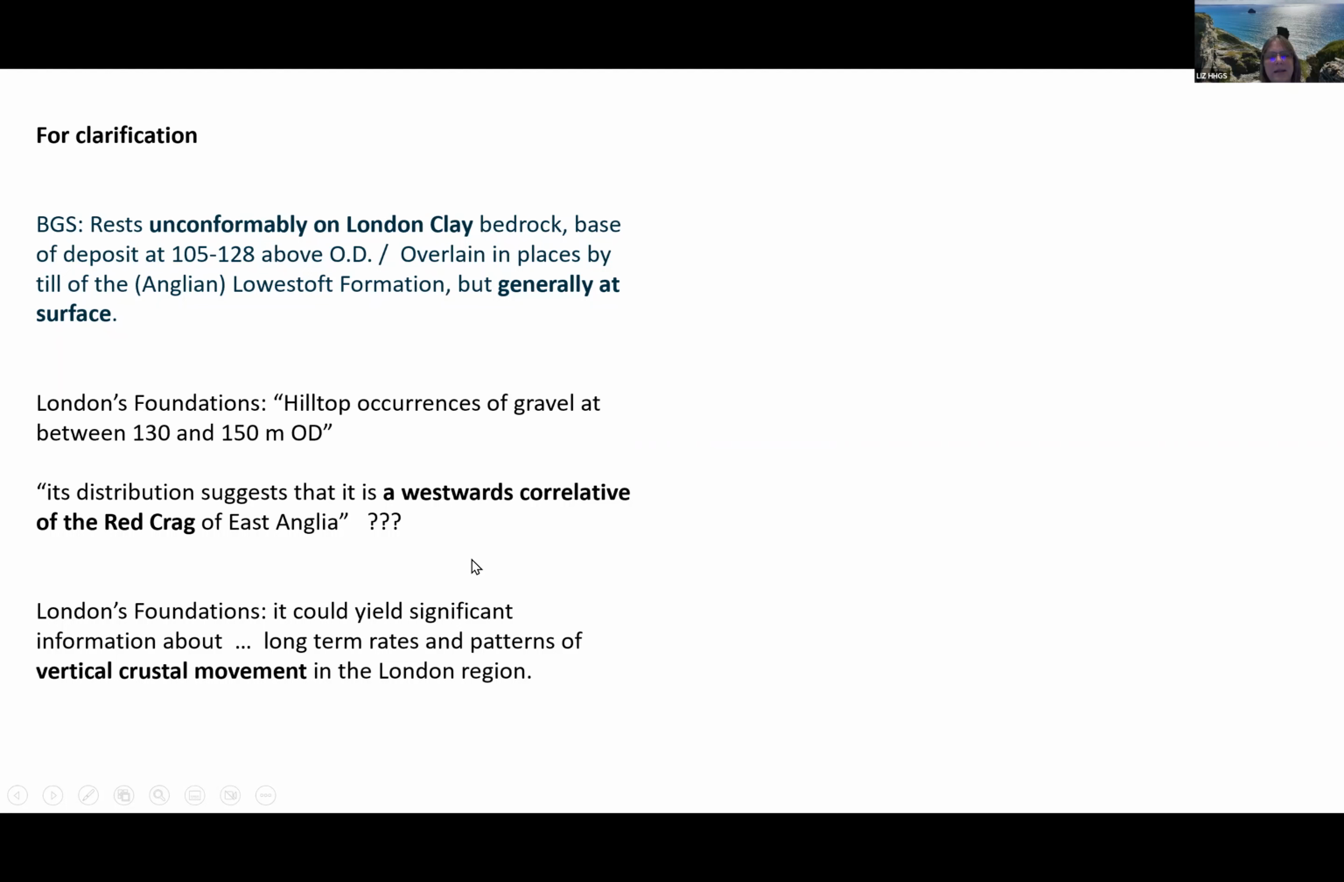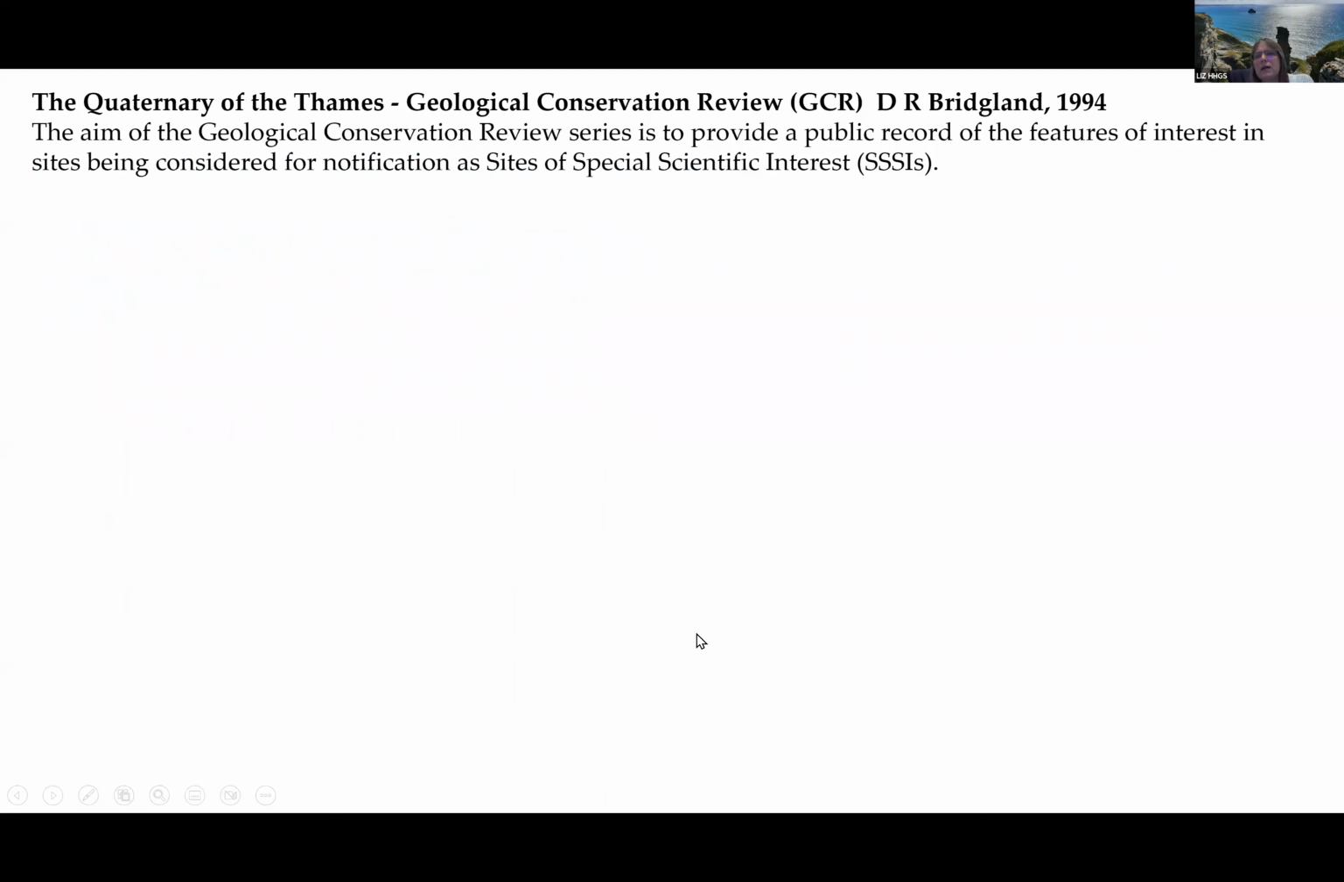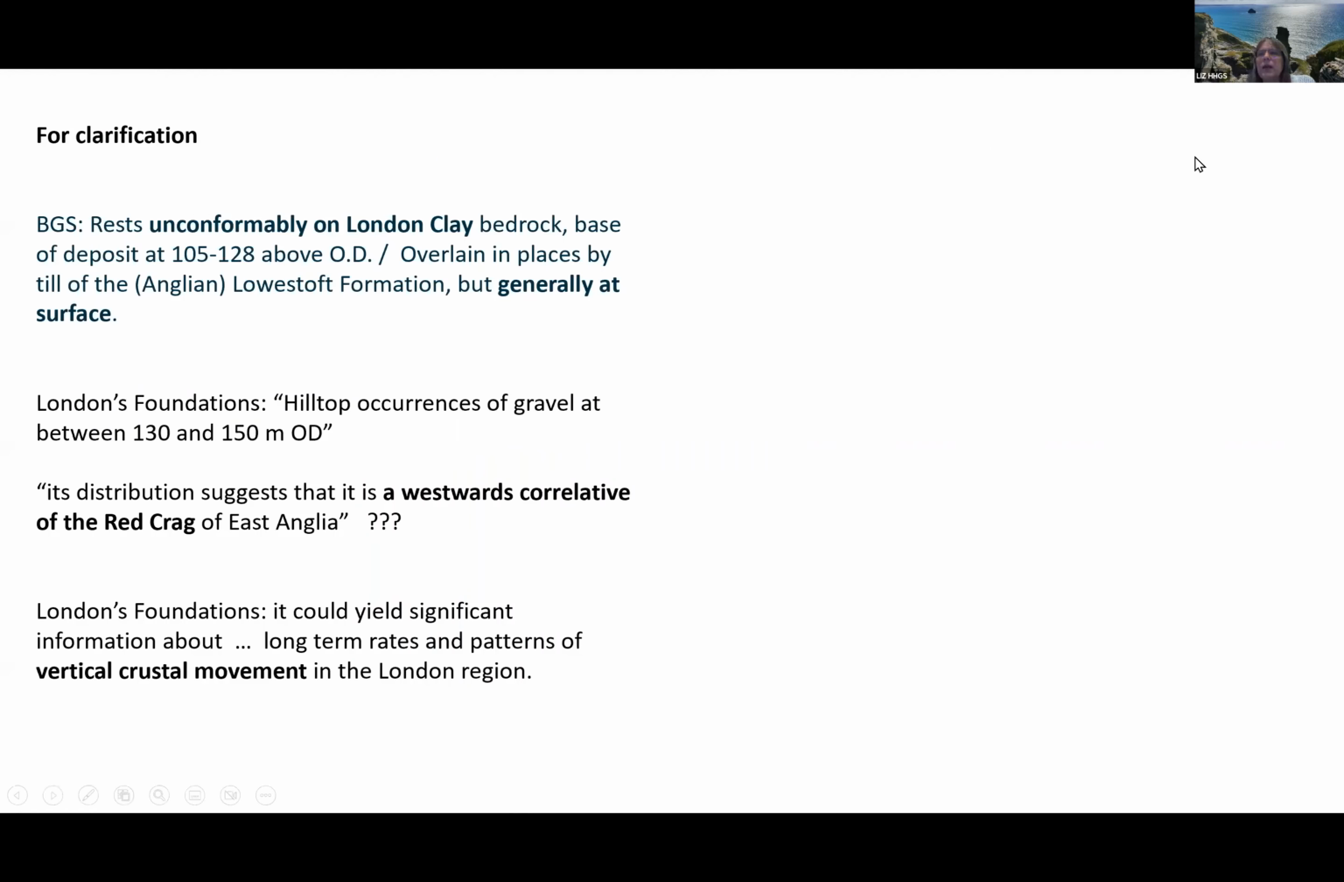As I said, I have a question about what the westward correlative of the Red Crag means and the vertical crustal movements in the London region. So those are my questions, really. Then I was going to introduce the Quaternary of the Thames, but maybe it would be better to ask David Bridgland to come in at this point. Is there anything you can help us with on what's been said so far?